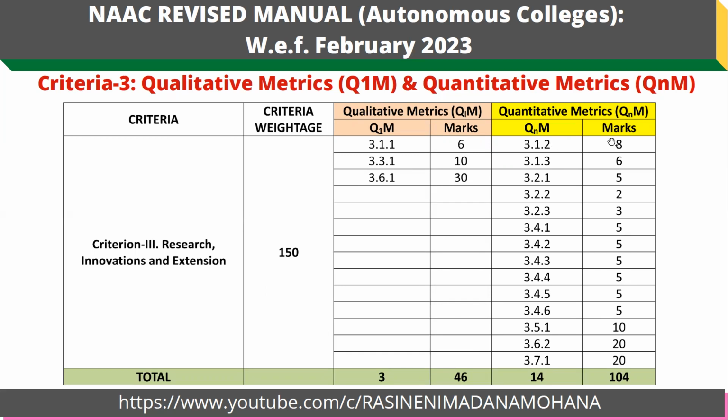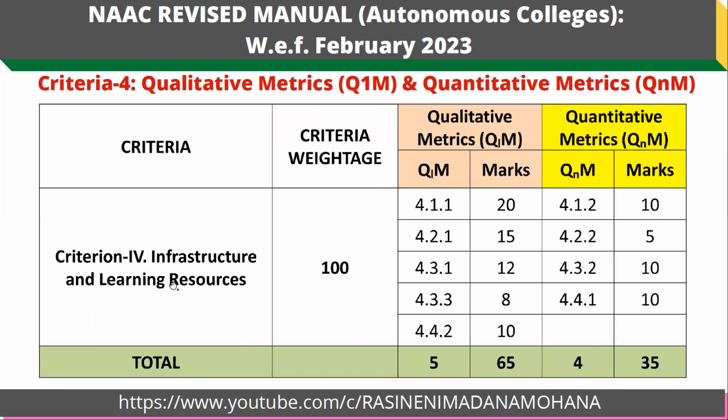The first one is 3.1.2, weightage is 8, 3.1.3, weightage is 6, 3.2.1, weightage is 5, 3.2.2, weightage is 2, 3.2.3, weightage is 3, 3.4.1, weightage is 5, 3.4.2, weightage is 5, 3.4.3, weightage is 5, 3.4.4, weightage is 5, 3.4.5, weightage is 5, 3.4.6, weightage is 5, 3.5.1, weightage is 10, 3.6.2, weightage is 20, 3.7.1, weightage is 20. Total 14 quantitative matrices with a total weightage of 104.